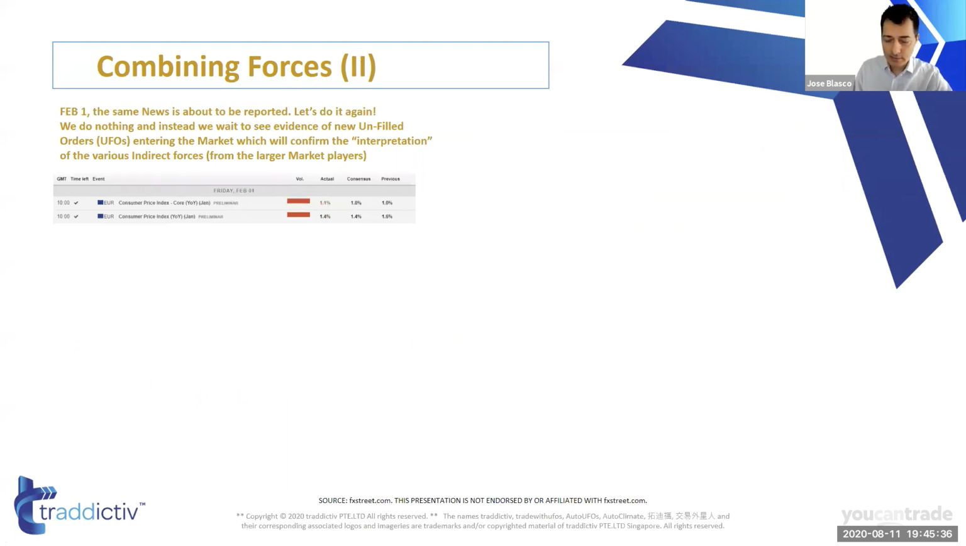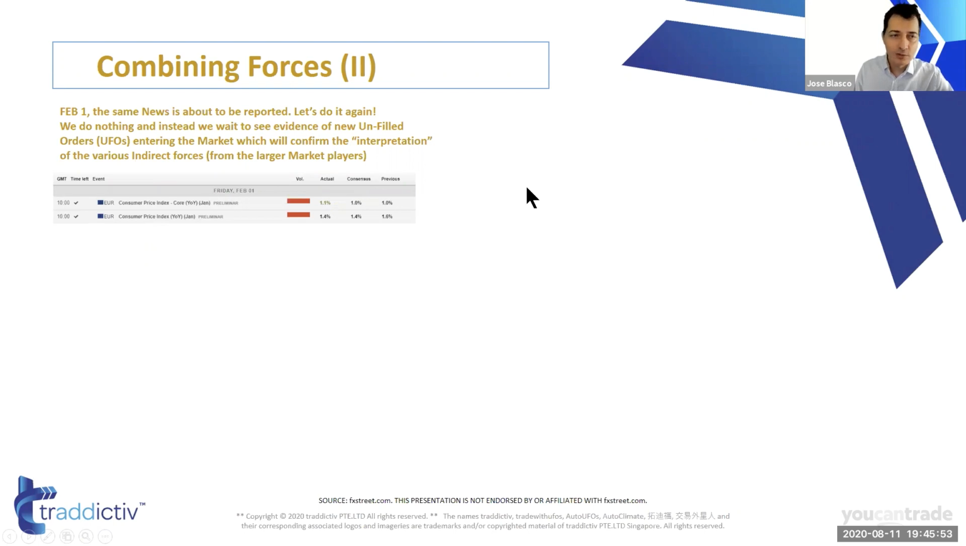Now, next month. So the prior example was January 4. So now we are dealing with February 1st. Same news is about to be reported. The CPI is reported once a month, at the beginning of the month. So what happened that time? Well, at that time, the news was a green number, okay?